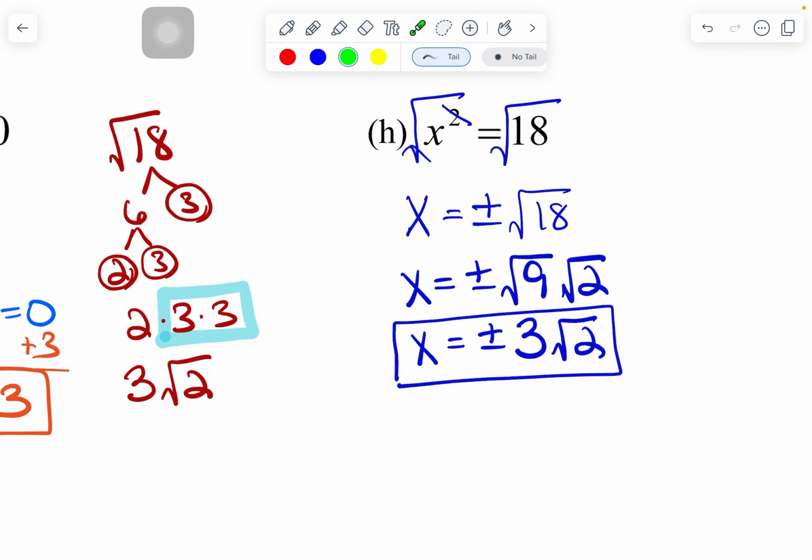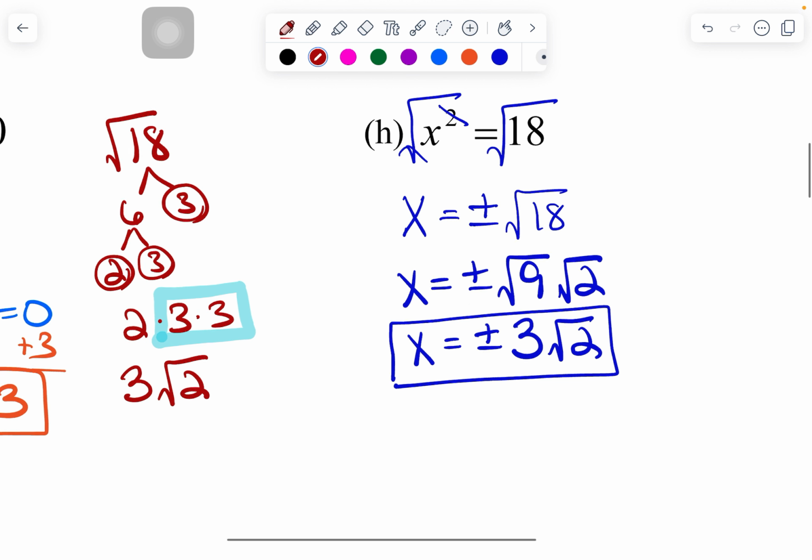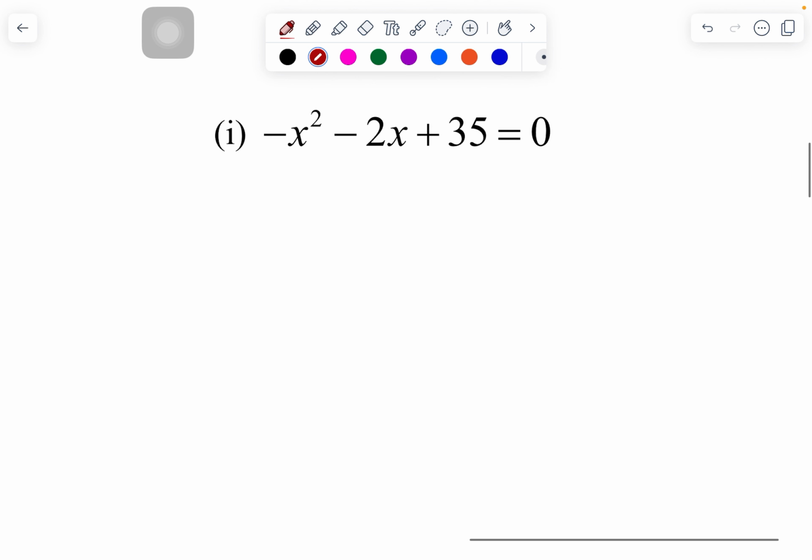Okay, so whether you do the factor tree method and you get 3 root 2, or you use perfect squares and you get 3 root 2, it honestly does not matter. You just need to get, by the way, the plus or minus part, and then 3 root 2. All right, so that's H, and then moving on down to part I.